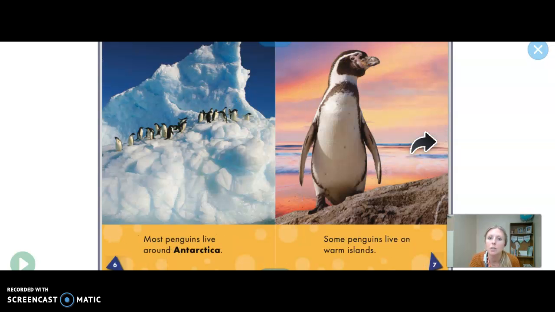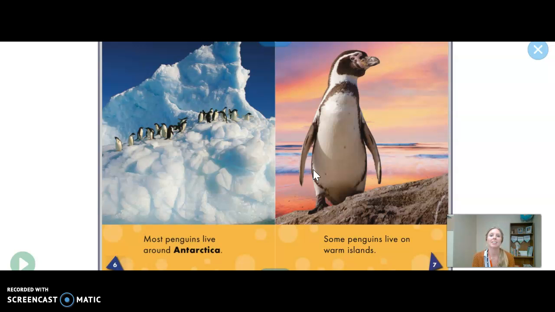I want you to continue to read. Most penguins live around Antarctica. Some penguins live on warm islands. So this page is mainly talking about what? Is it telling us what penguins eat? Is it telling us all about where they like to swim best? No, it's telling us where penguins live, isn't it? Some live in the snow and some live on warm islands. Different kinds of penguins. Those key details in the text and those pictures help us figure out what the main topic of this book is going to be.